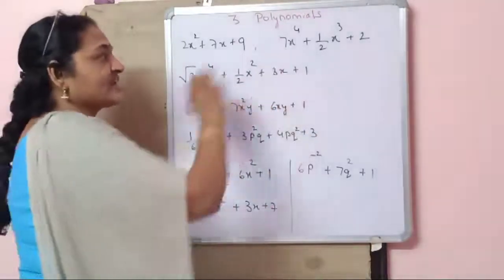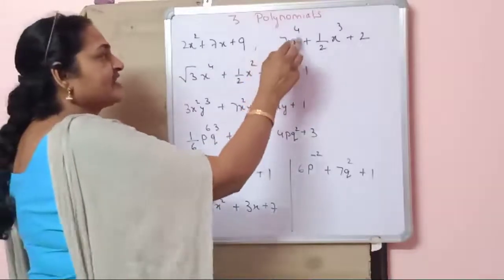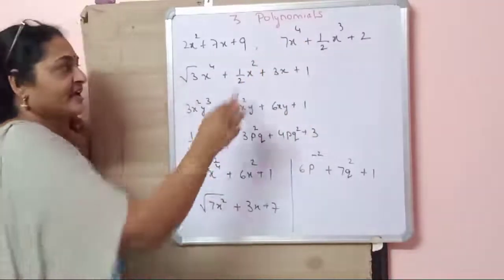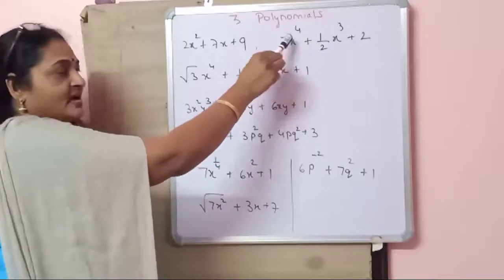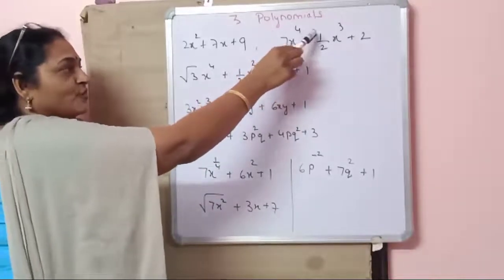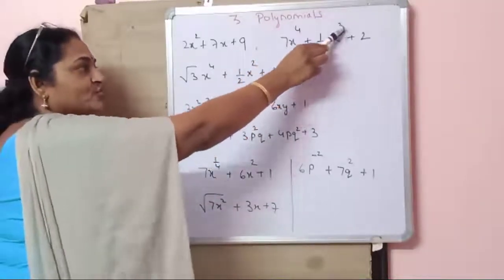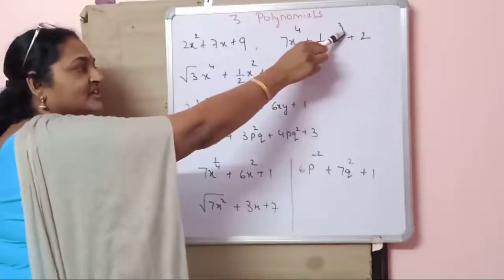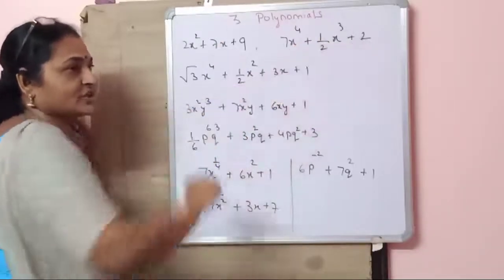Let us move on to the second equation. Here 7x raised to 4. The variable used is x. Here the degree of x is 4. Then 1 by 2 x raised to 3, where the degree of the variable x is 3, plus 2. 2 is a constant term.